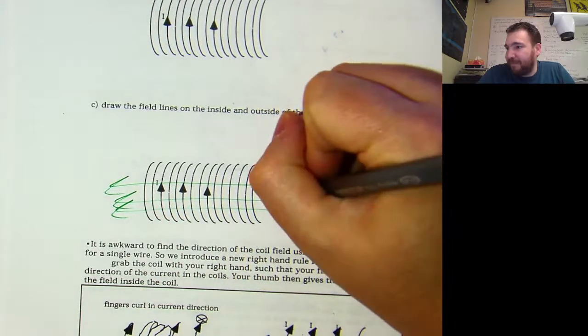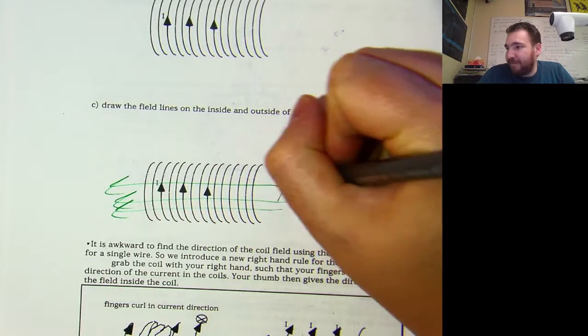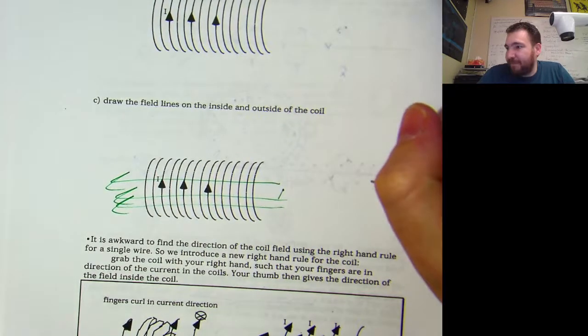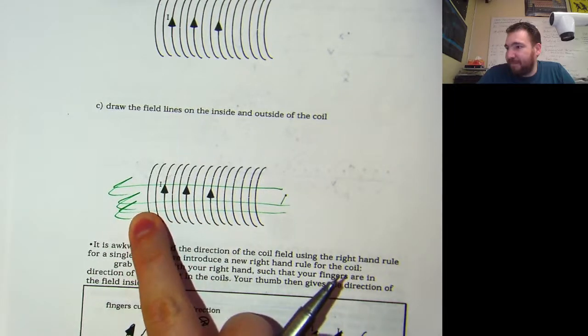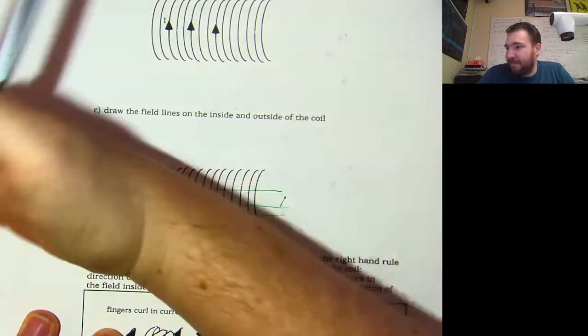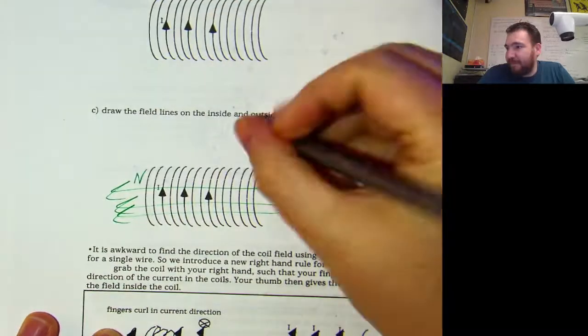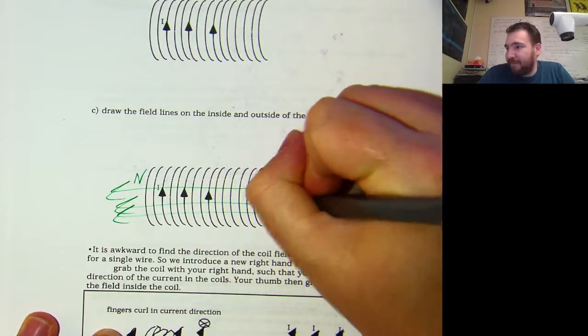So this would be our... which pole's going where? What happens at a north pole? Magnetic fields go out of a north pole. So this is north, coming out here. So this is our north pole. This is our south pole. They're going in over here.